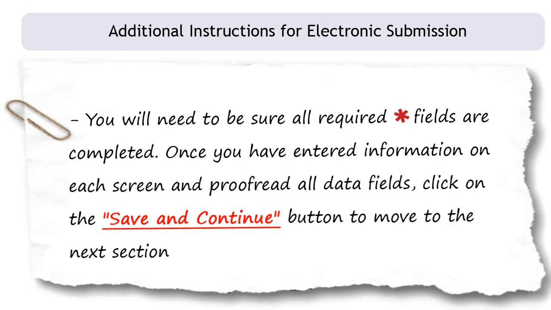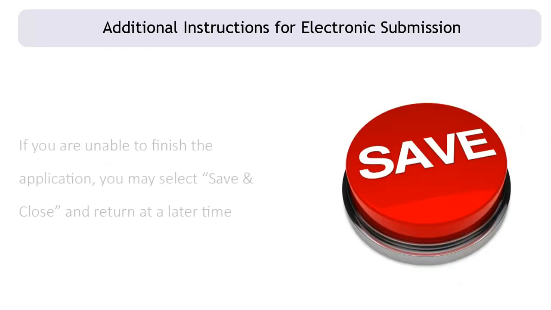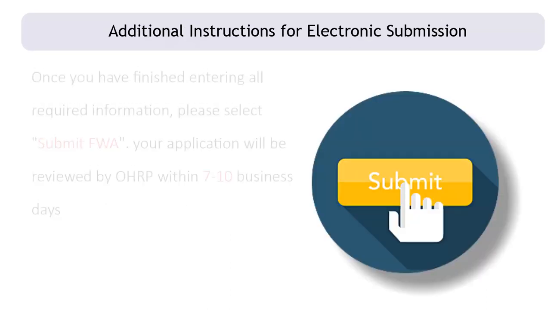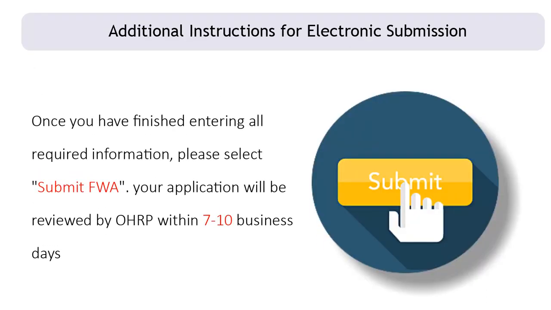Once you have entered information on each screen and proofread all data fields, click on the Save and Continue button to move to the next section. If you are unable to finish the application, you may select Save and Close and return at a later time. Once you have finished entering all required information, please select Submit FWA. Your application will be reviewed by OHRP within 7 to 10 business days.